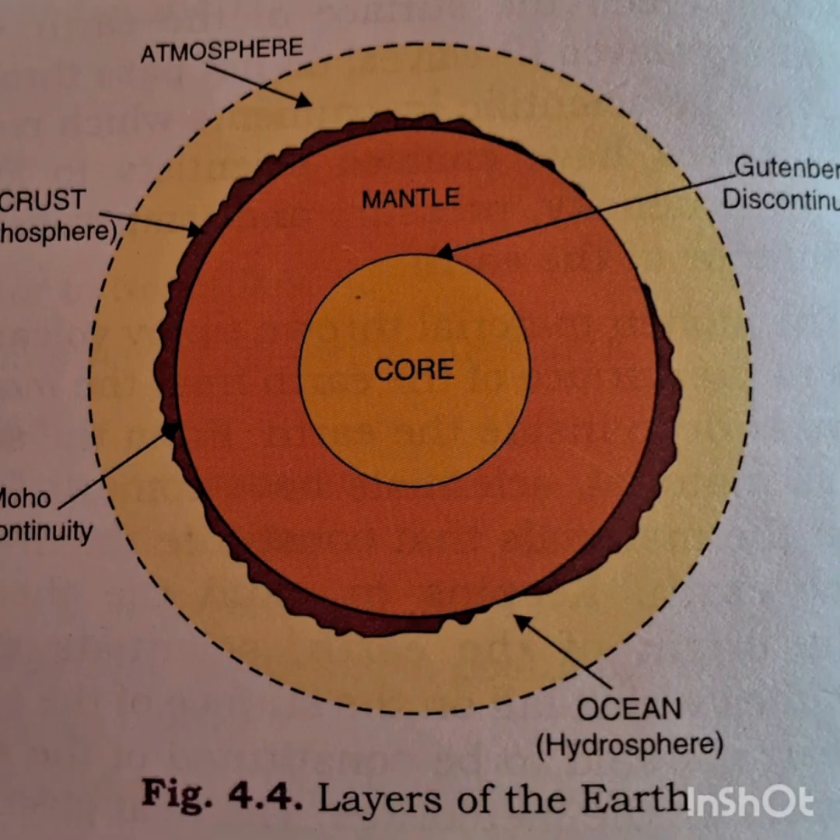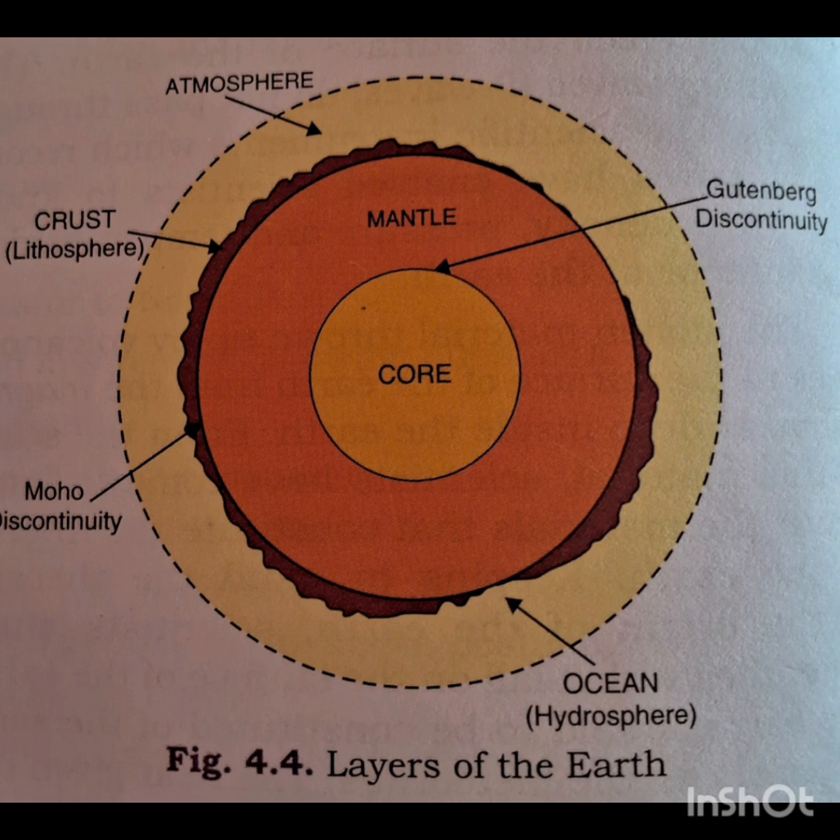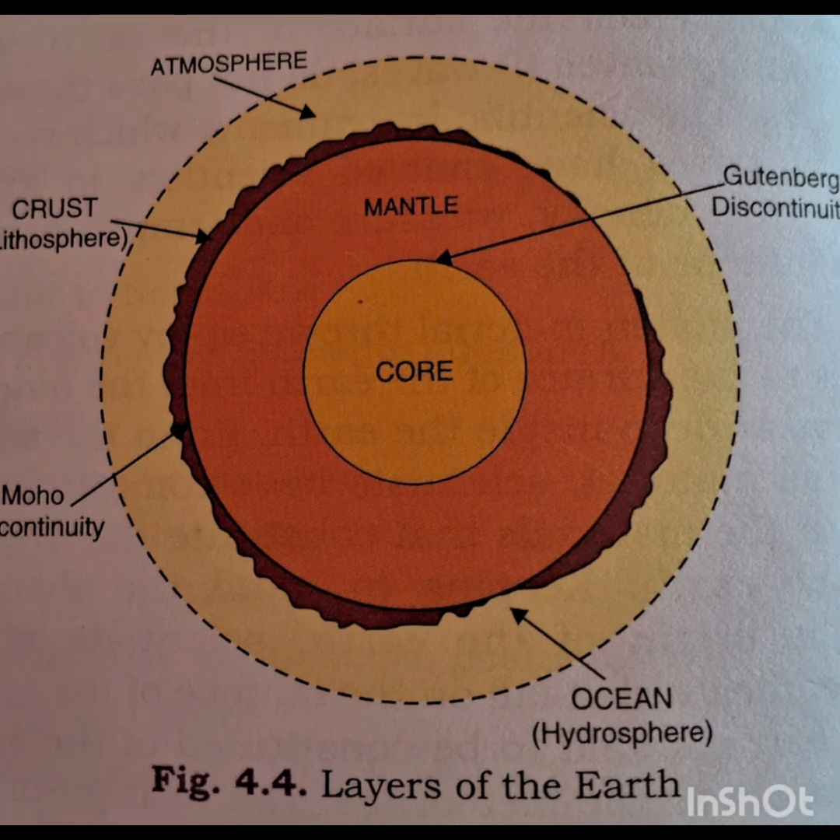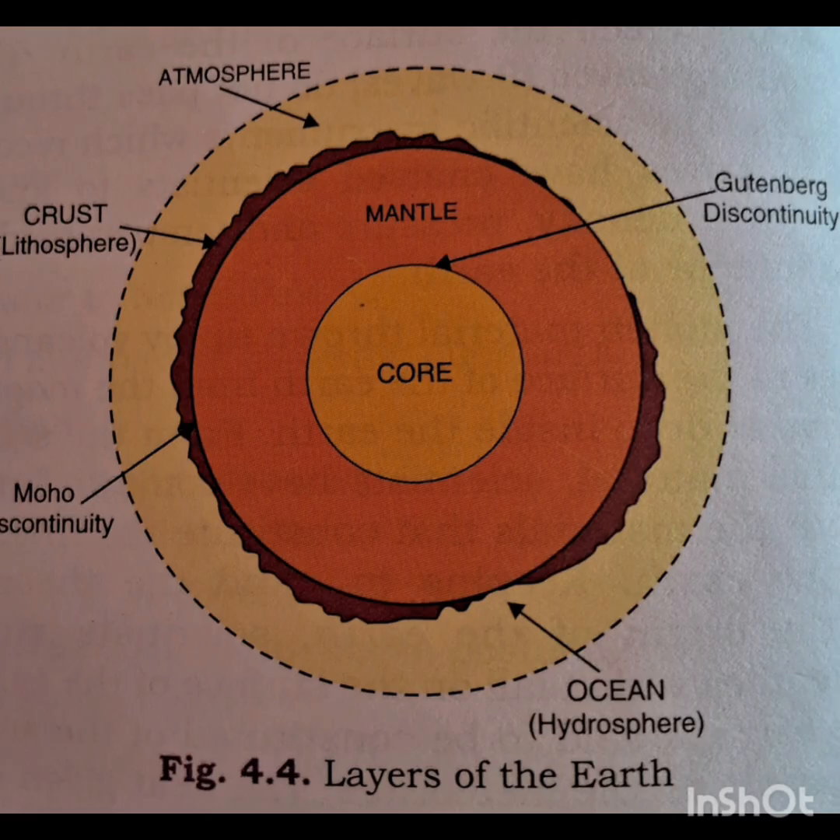Now there is another boundary, which is known as the Gutenberg discontinuity. The boundary between the mantle and the core is known as the Gutenberg discontinuity. So between the lithosphere or the crust and the mantle, the discontinuity is Mohorovicic, and from the mantle to the core, the border or discontinuity is known as the Gutenberg discontinuity.